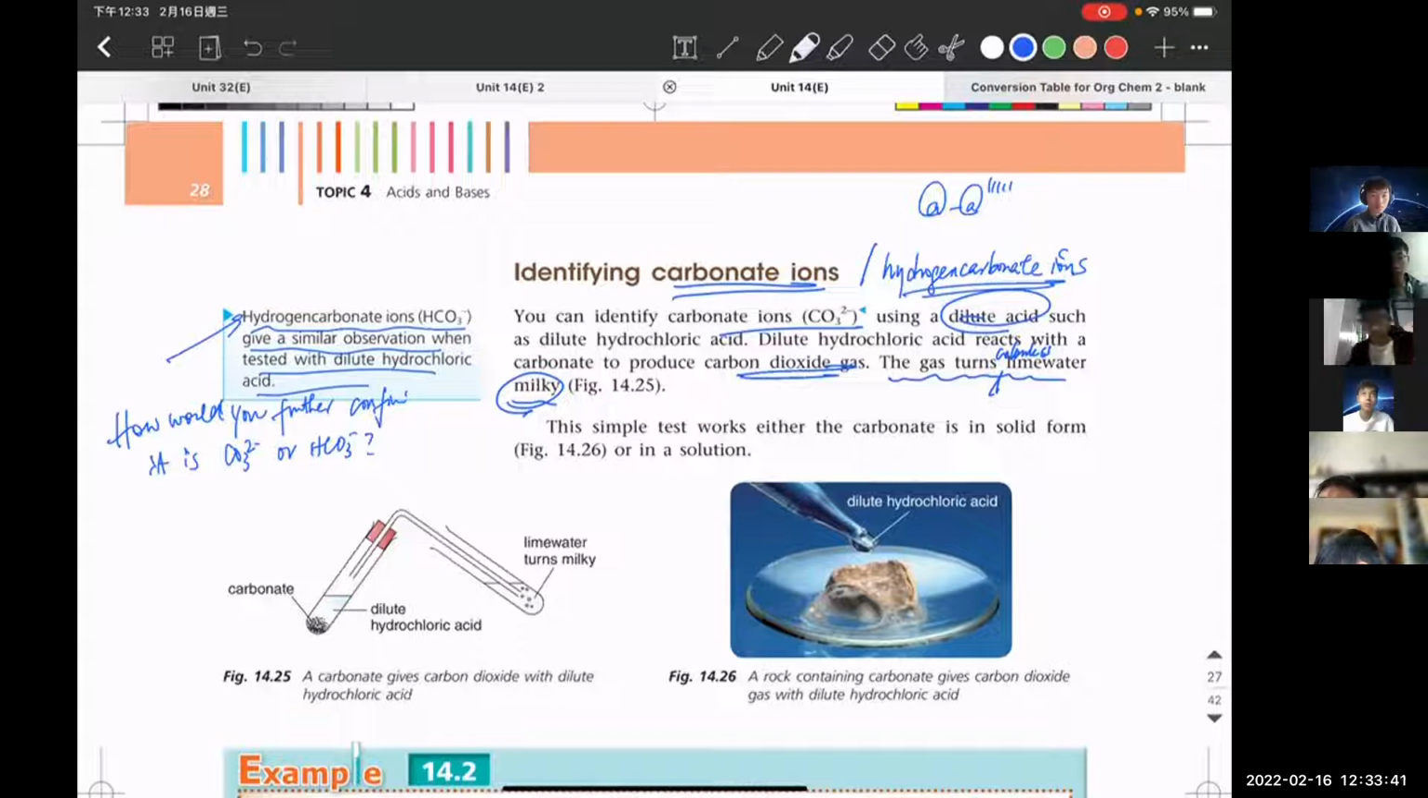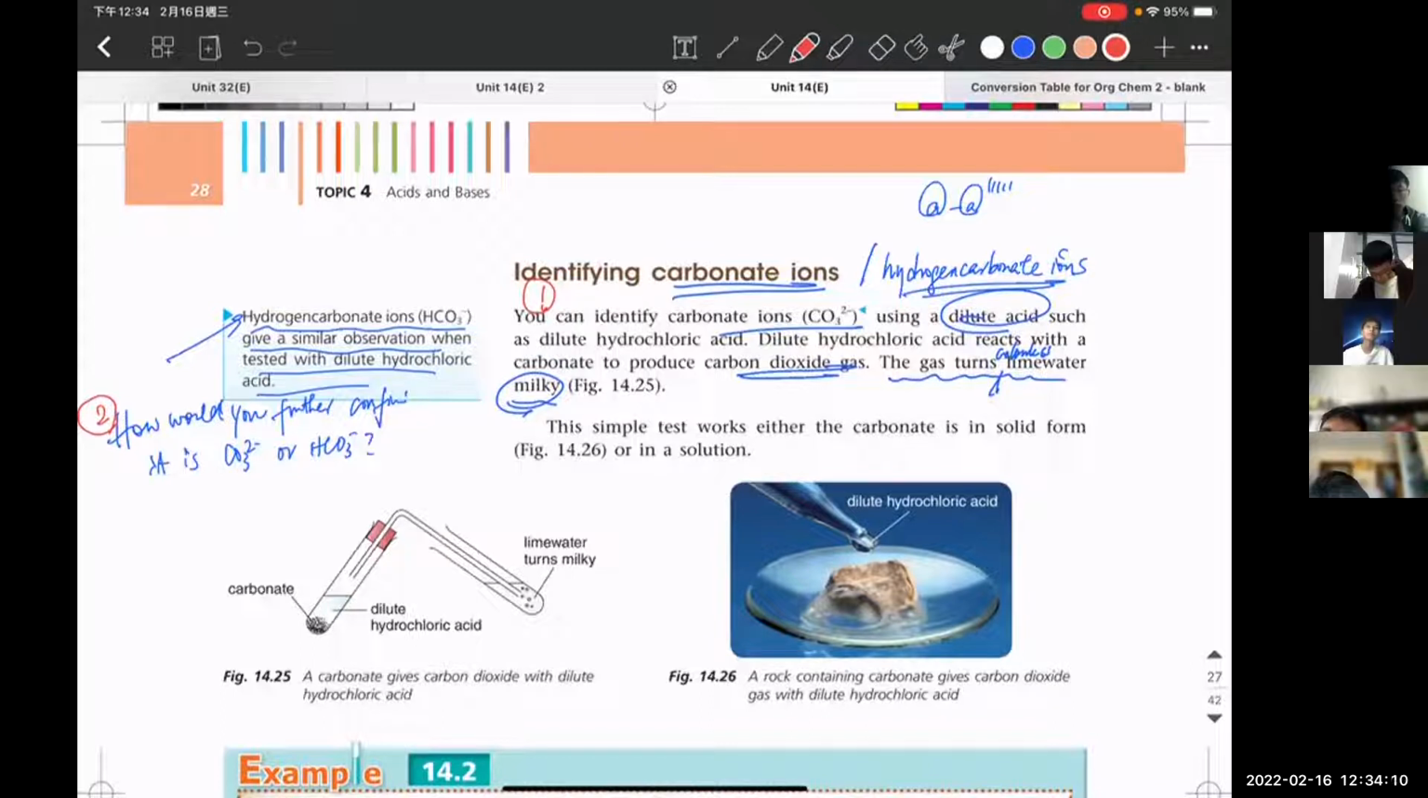How would you further confirm it is carbonate or hydrogen carbonate? Of course, I need to do another test. Only this test is not enough. So what is the hidden message? I do this is the first test, and then I do the second test. A series of tests. One first and then two. What is the second test?